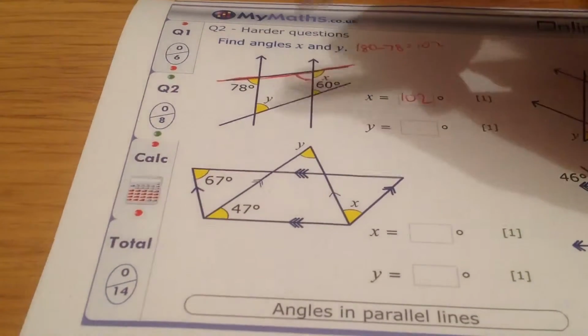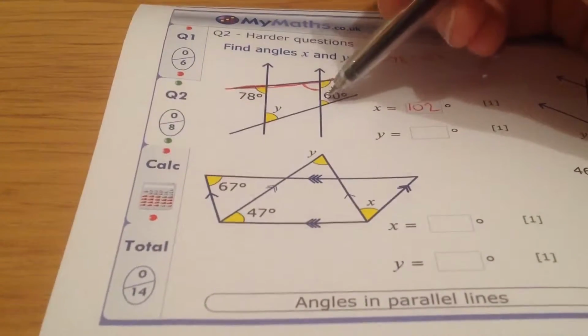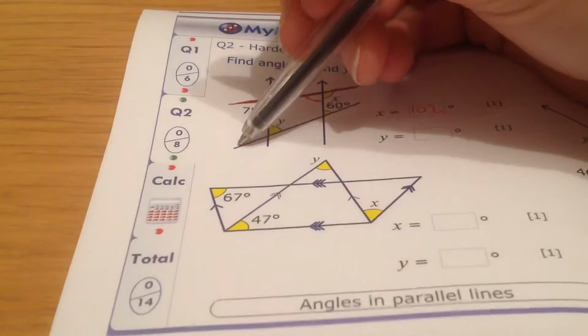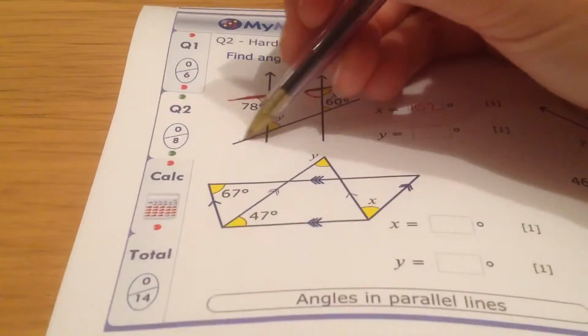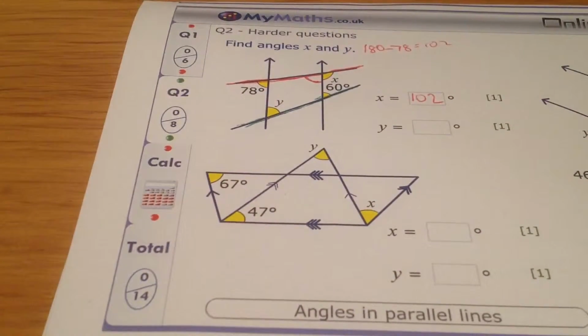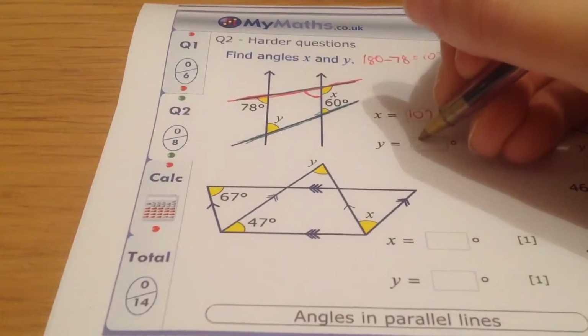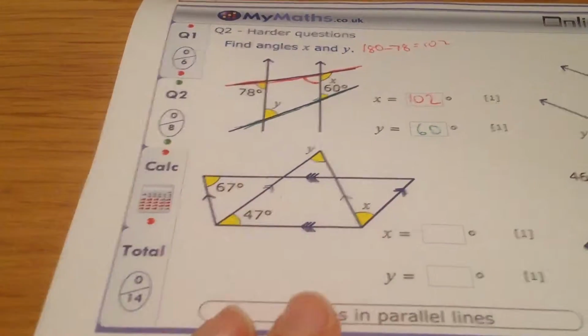Looking at y, it is in the top right position and 60 is in the top right position. They are both acute, therefore they're both equal. Remember, we're looking at the green transversal now. So because they're equal, we know that y is 60. And the reason you used for that is because they're corresponding angles.